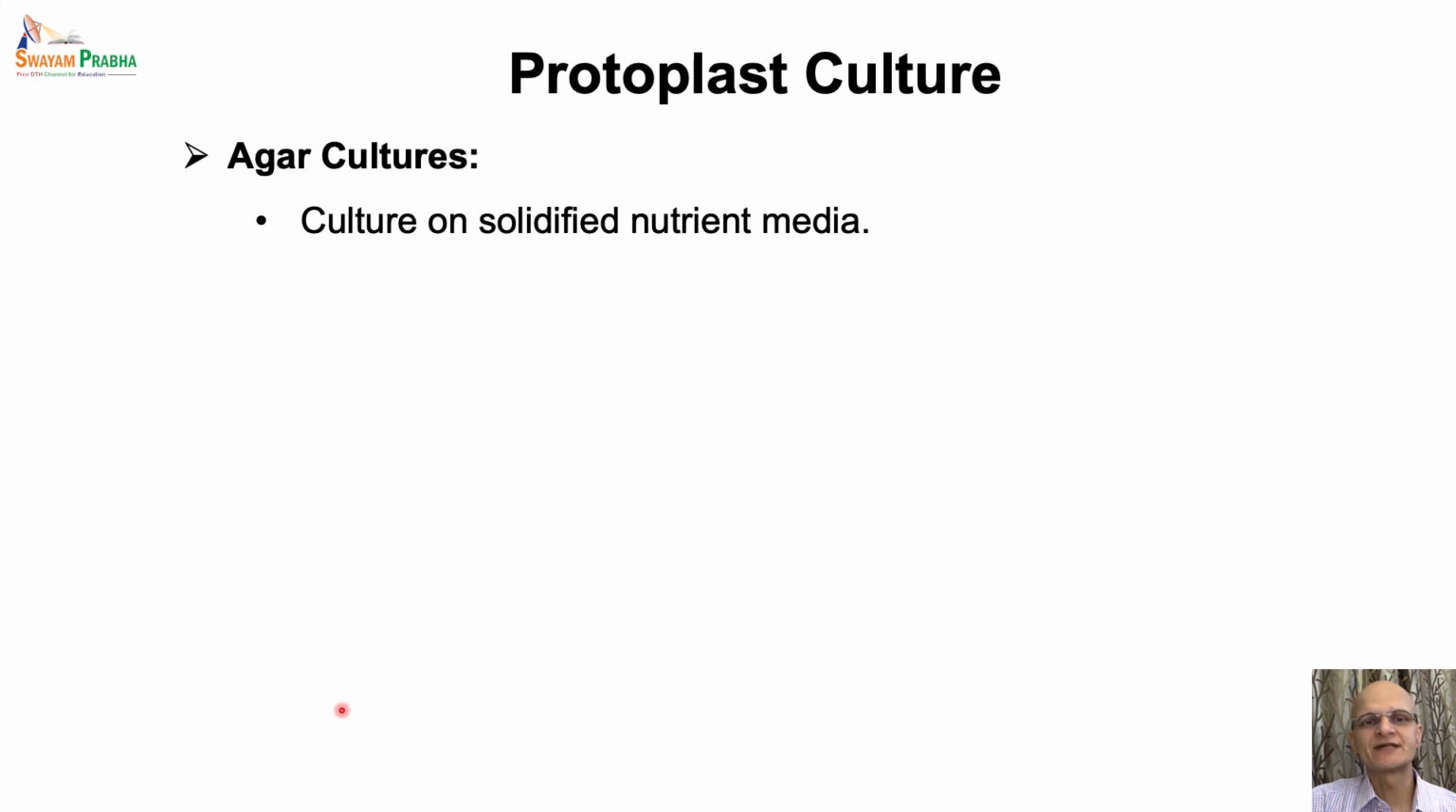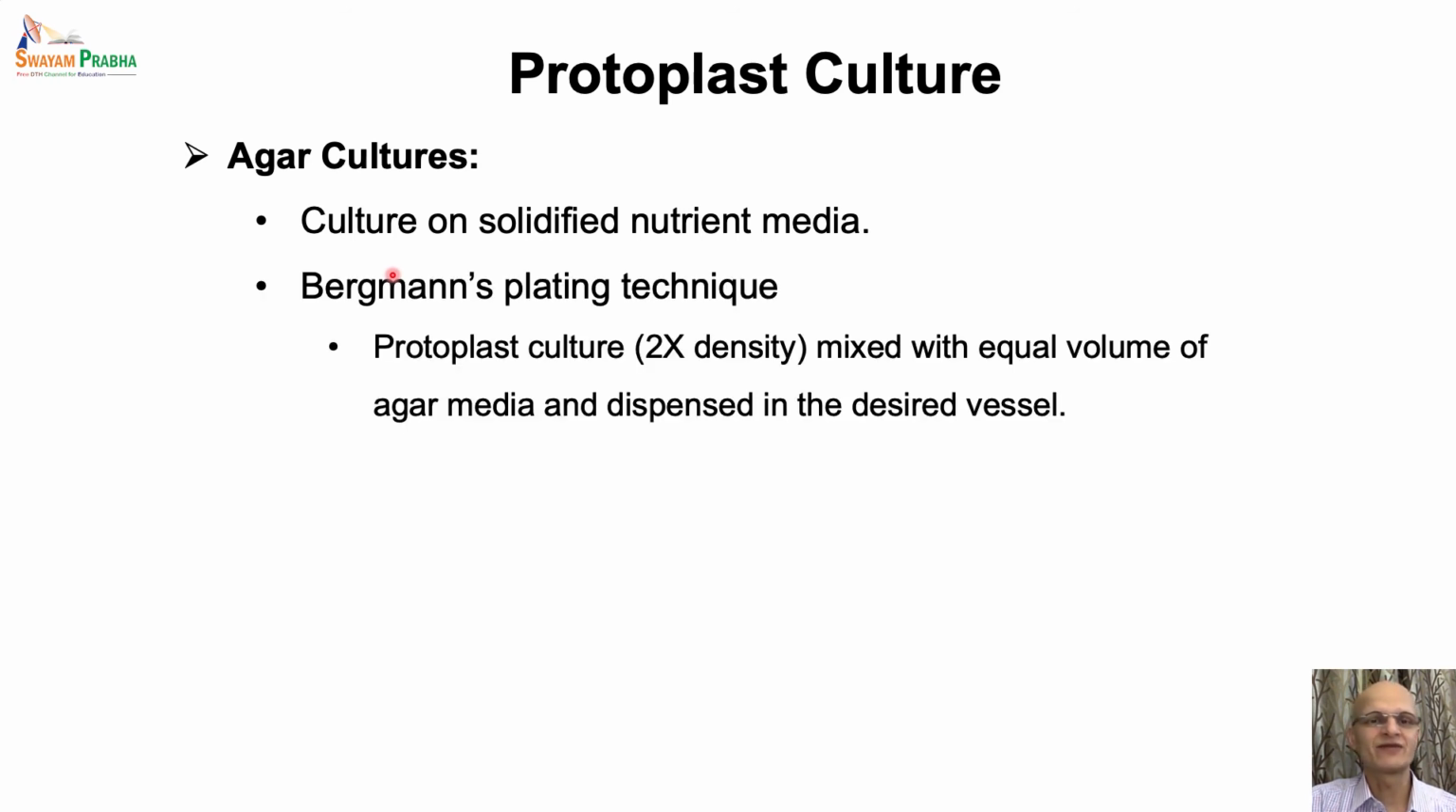Next is the culture types. That is, to use the semi-solid media for culturing the protoplast or the liquid media. So first is the agar culture, that is protoplast culturing on the semi-solid nutrient media. Agar is most frequently used for the solid support in the plant culture media. However, the concentration of the agar should be in the range that it forms the soft agar gels specifically for the protoplast culture. Higher concentration of the agar or the hard agar gels may impact the protoplast culture negatively.